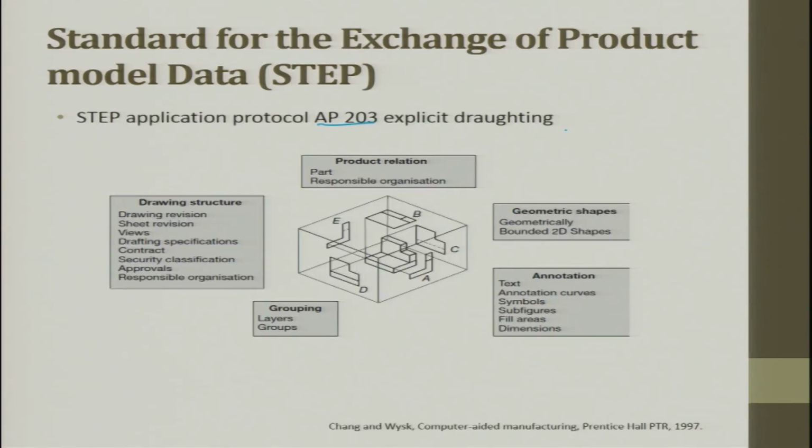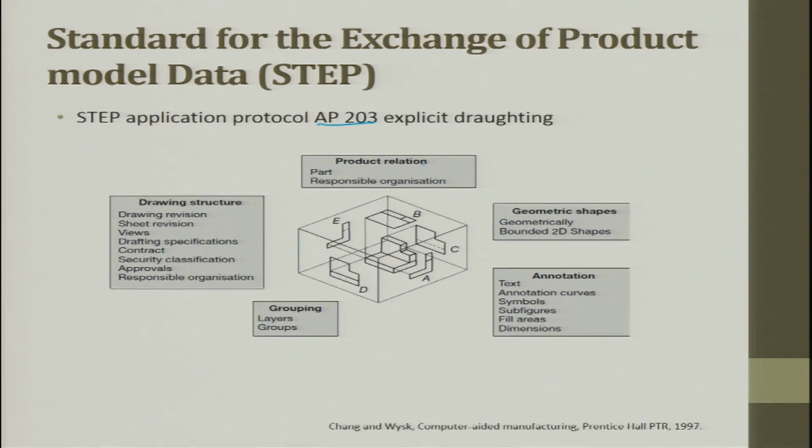explicit for drafting. So, you can see here product relationship, part responsible organization. So, A, B, C, D, E, you look at a part. So, it will get projected in different planes. So, you get B, C, A, D, E, all are projections of the same object into multiple walls or multiple faces. So, you have so many pieces of information getting out of STEP.